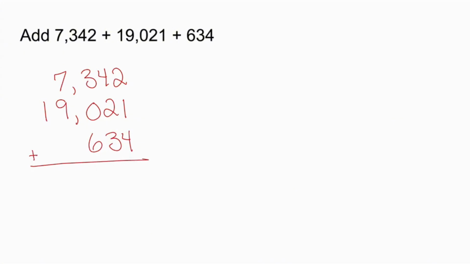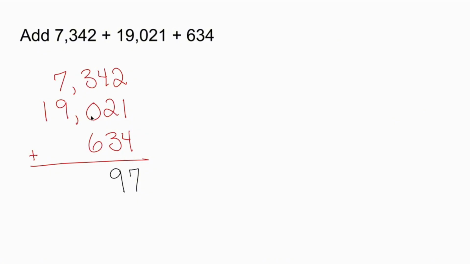And we're going to add these. So 2 plus 1 is 3. 3 plus 4 is 7, write down 7 in the ones place. 4 plus 2 is 6. 6 plus 3 is 9, write down 9.